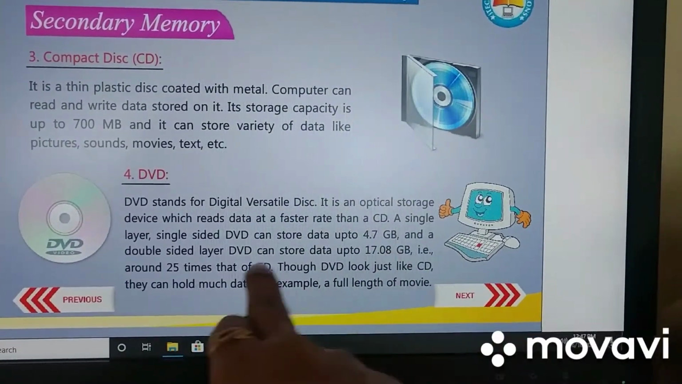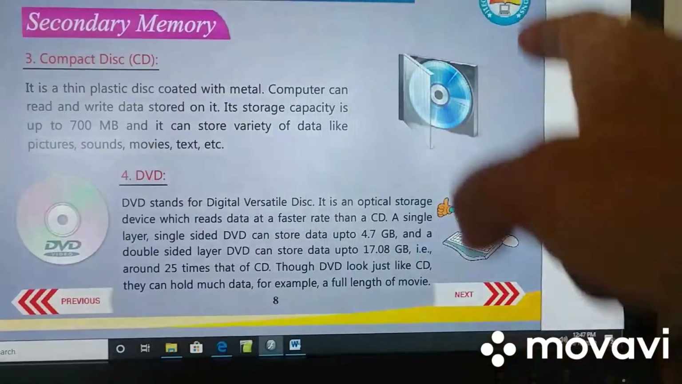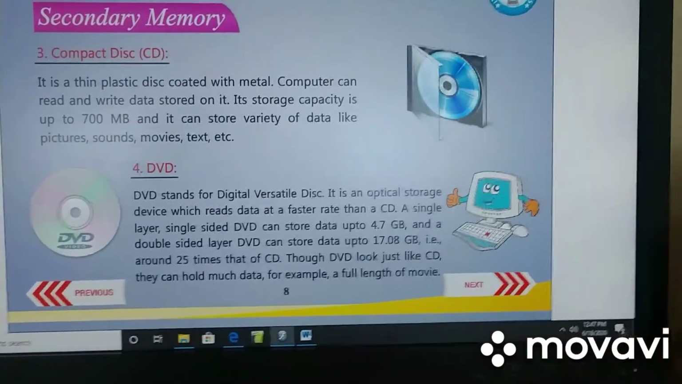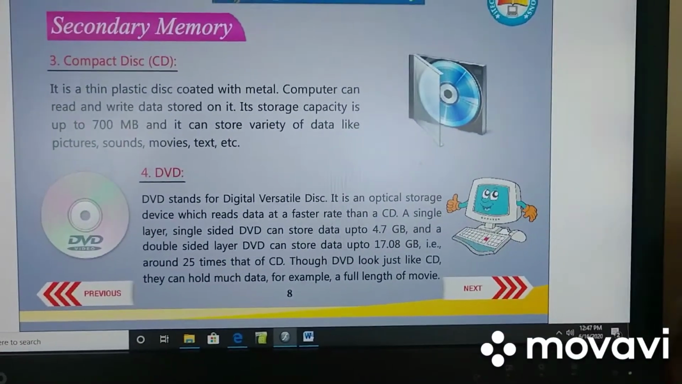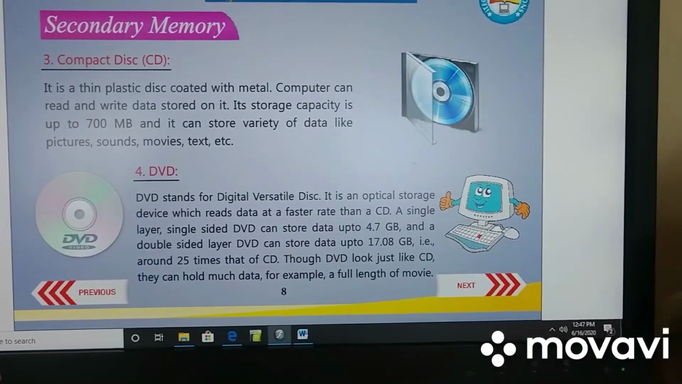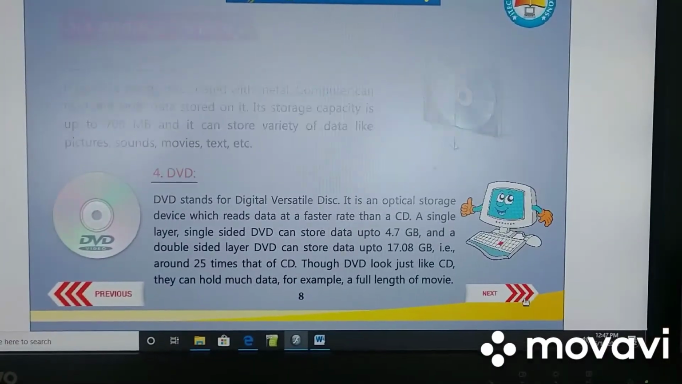Huge data. That is 25 times that of one CD. One DVD is equal to 25 CDs. Though DVD looks like CD, it can hold much more data. For example, a full length movie, a big movie, can also be stored on that.